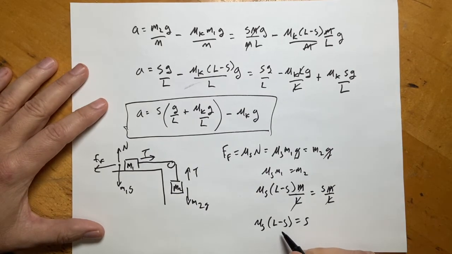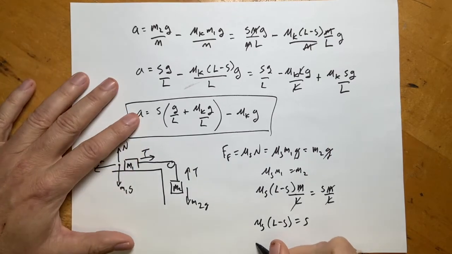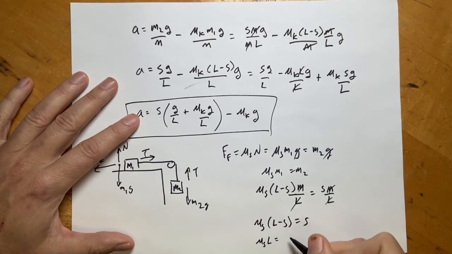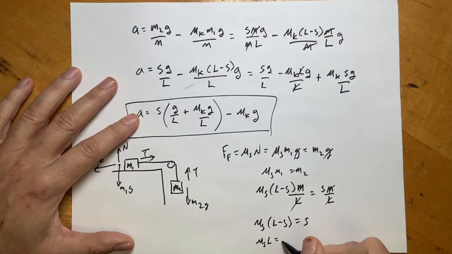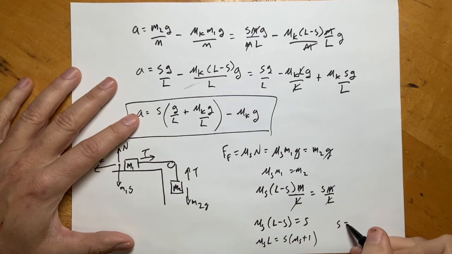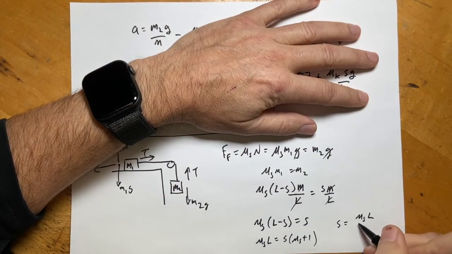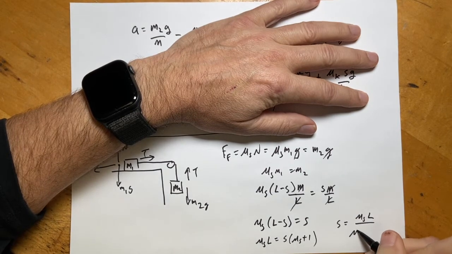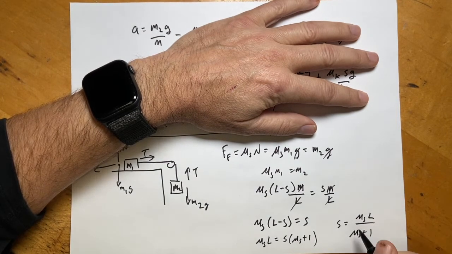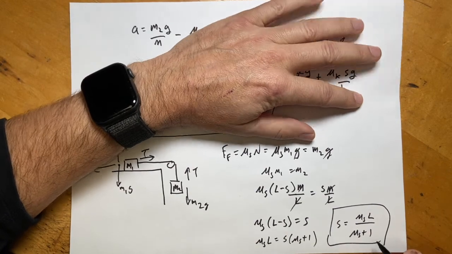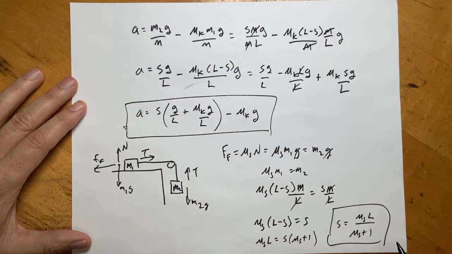So if I multiply that out and I add mu S to both sides, I get mu S L equals S times (mu S plus 1). So S equals mu S L over (mu S plus 1). That's the amount that has to hang over for it to start sliding.